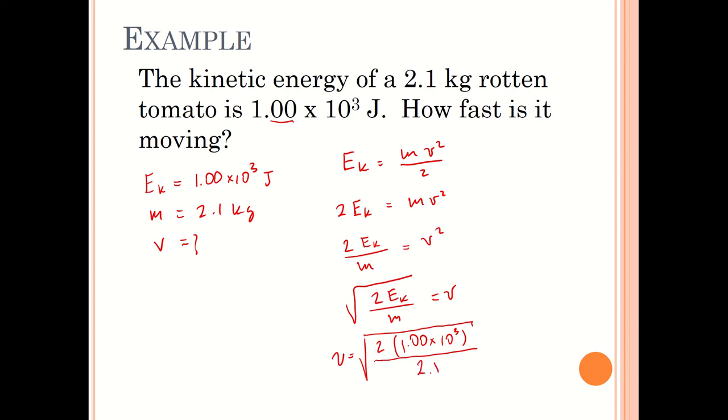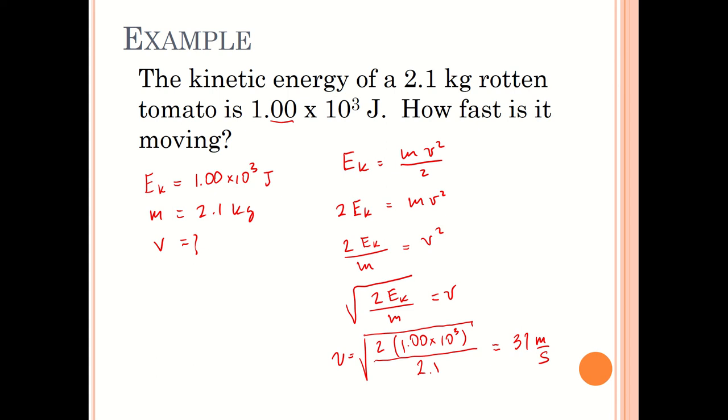Okay, so you have 3 sig figs on the top, 2 on the bottom. The answer should have 2 sig figs, and in this case we get 31 meters per second for the speed of the tomato. So again, this is just an example of how we can manipulate the equation to find one of the other variables.